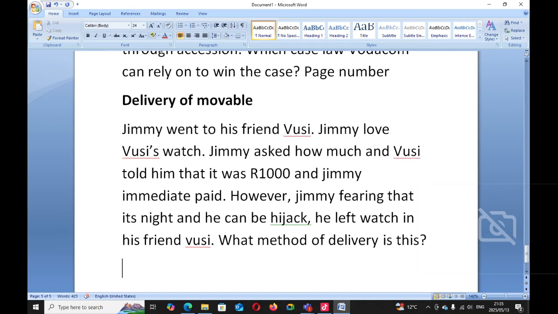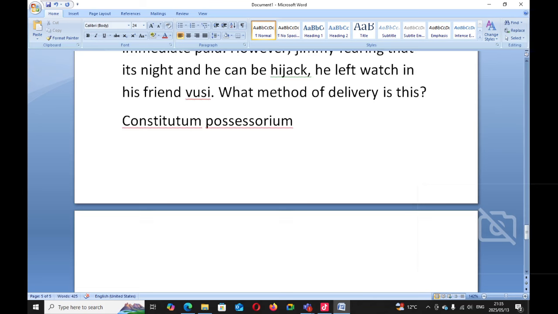Yes, this is a constitutum. The method of delivery is constitutum possessorium, because the watch has been left in the owner's possession. You must never forget this when you get into the examination, please. Constitutum possessorium. So when you get into the examination, just think that if the owner is retaining possession, it is constitutum possessorium. My keyword to remember is a lay-by system. Yes, it's a lay-by system.